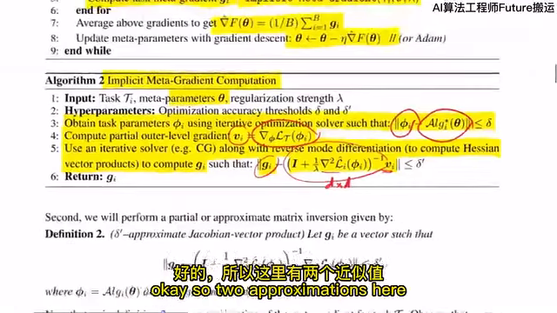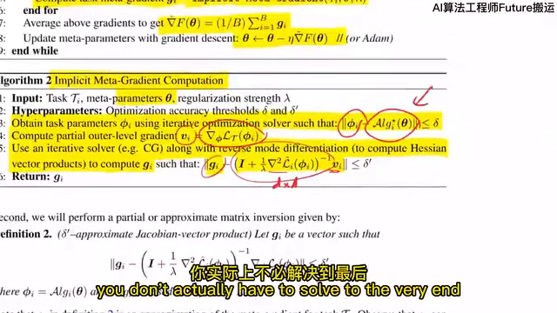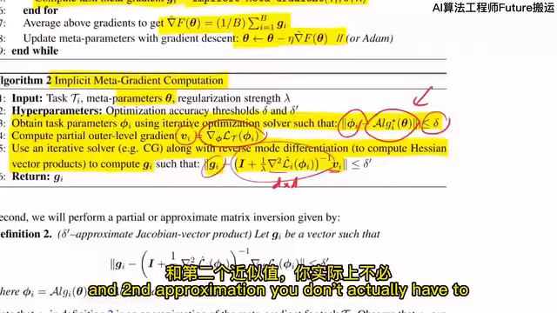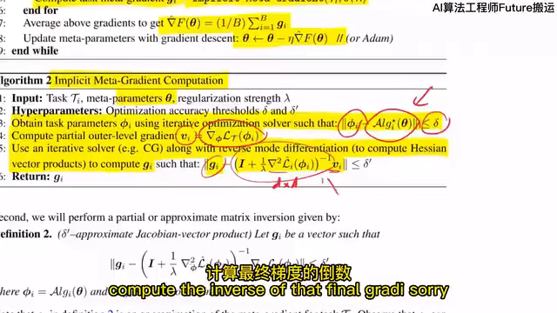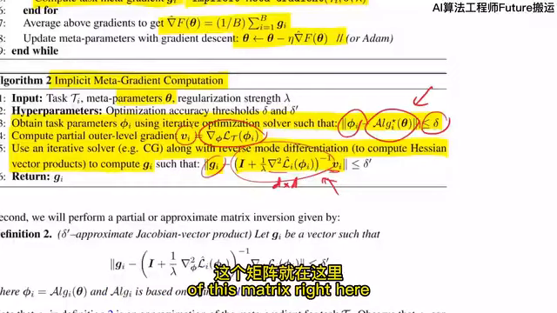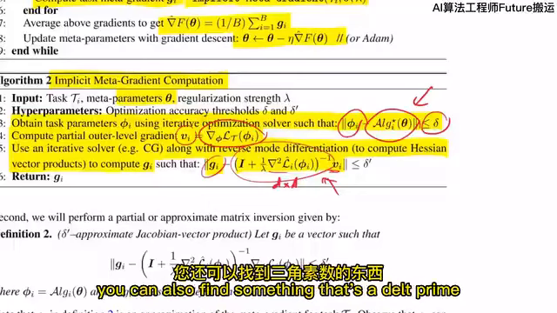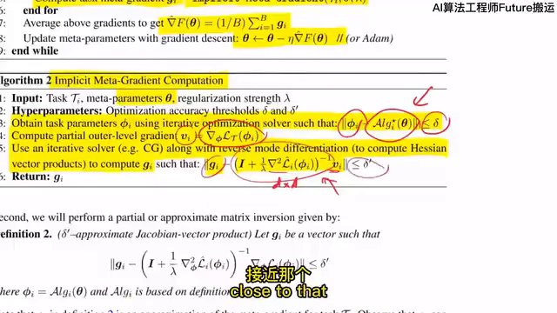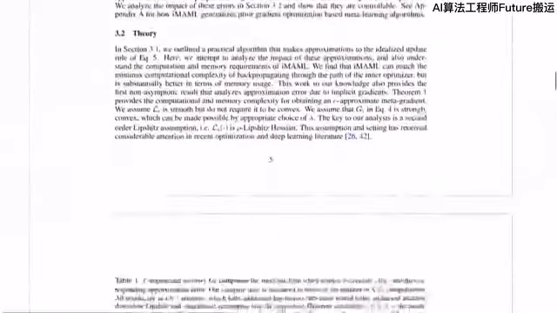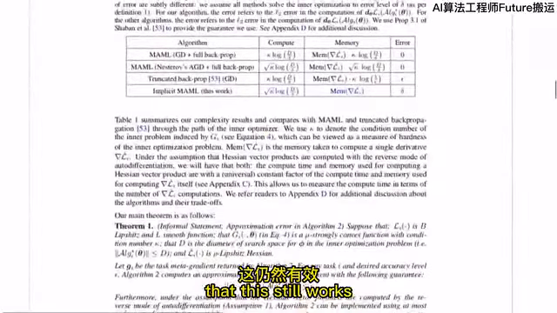Okay, so two approximations here. First approximation, you don't actually have to solve to the very end, you can solve it delta close. And second approximation, you don't actually have to compute the inverse, you compute the multiplication of the final gradient with the inverse of this matrix right here. You can also find something that's a delta prime close to that. And they have a bunch of theory that this still works.